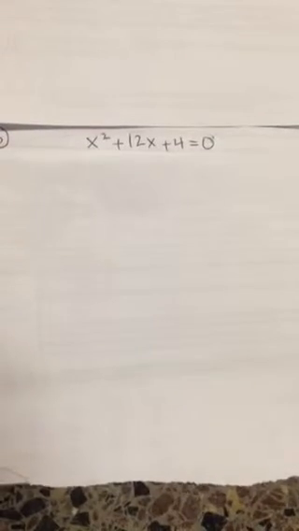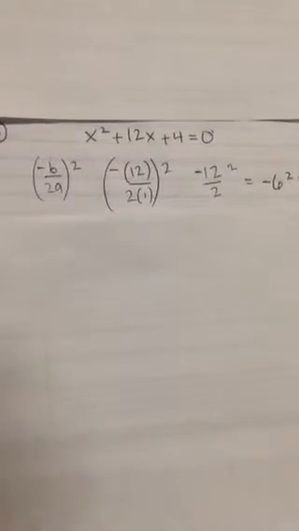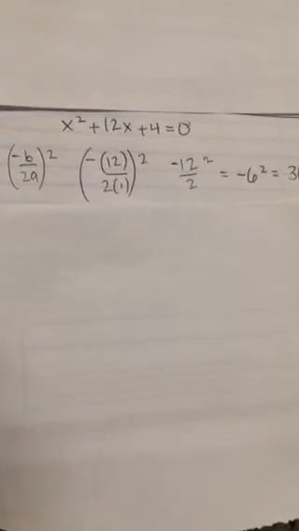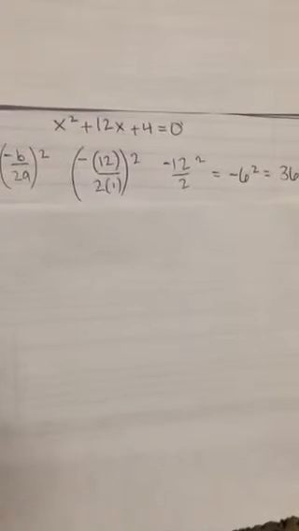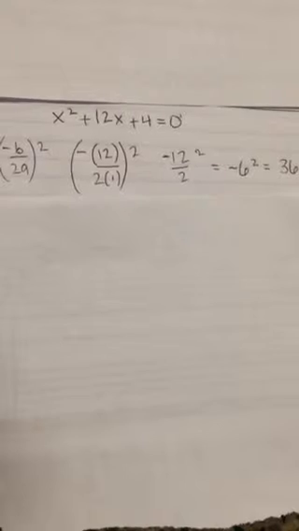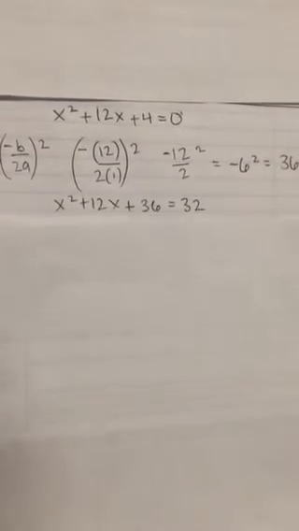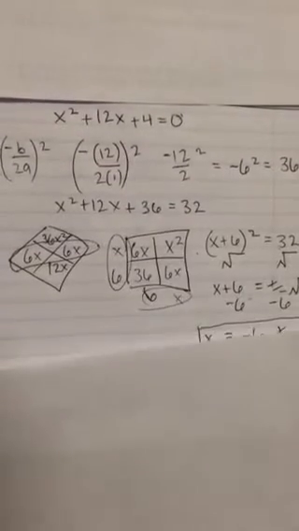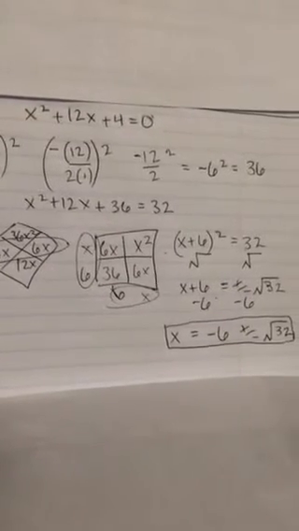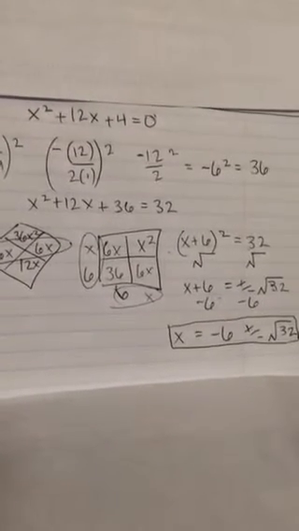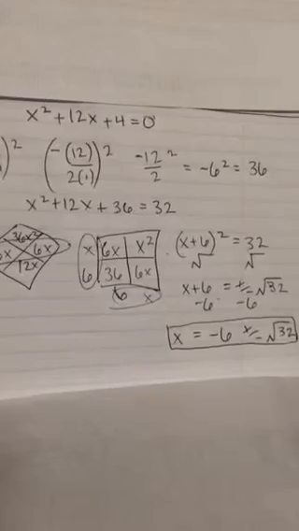Are you ready? Okay, so you're going to use the method in the equation. You're going to plug your numbers in, like I had said before. If you were not listening, go rewatch the video, okay? Then factor, and you should end with negative 6 plus or minus the square root of 32.